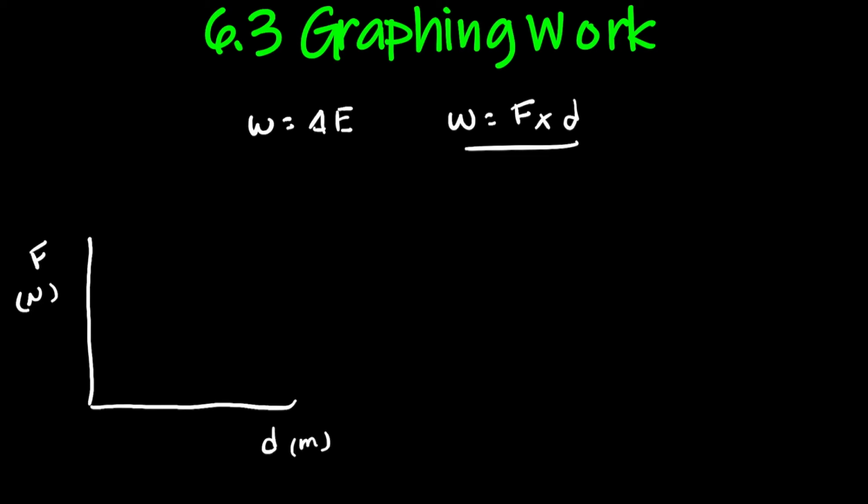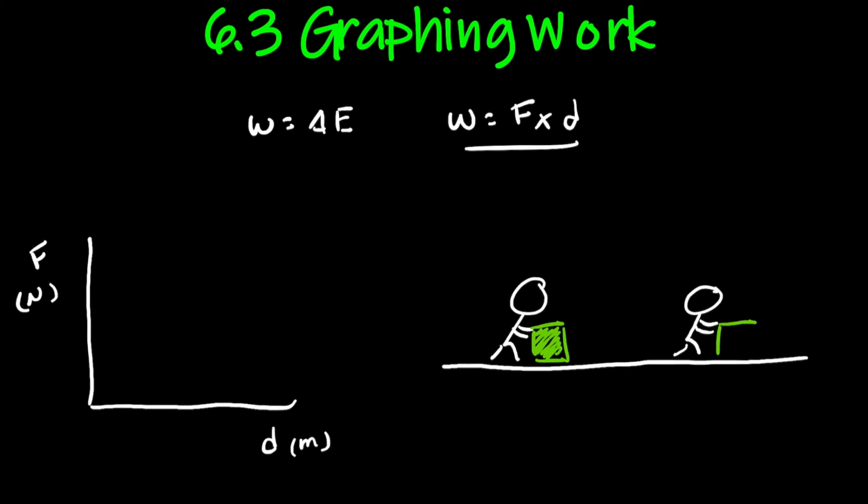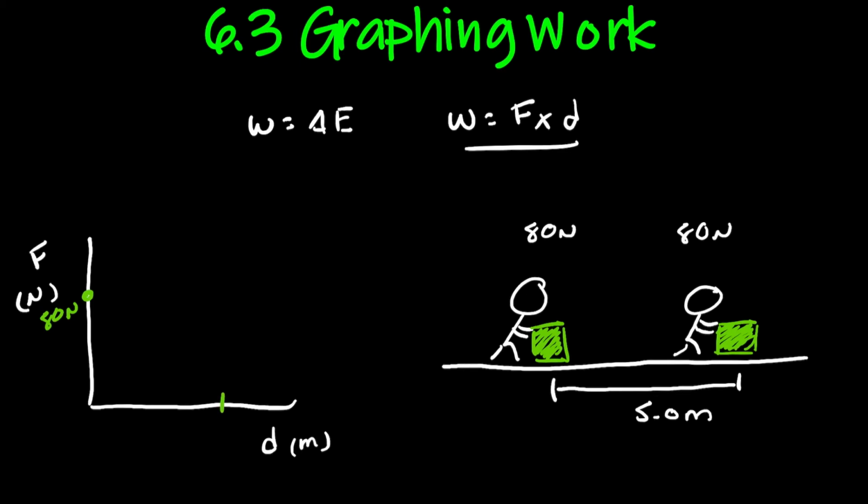So let's consider a situation where some work is being done. Let's say someone is pushing on this box, and they begin pushing with 80 newtons, and they push with a continuous 80 newtons for 5 meters. How we would put that on the graph is I would start with 80 newtons on my y-axis, and that's where we're going to begin. And then for an entire distance of 5 meters, that's how long we're going to be pushing at 80 newtons.